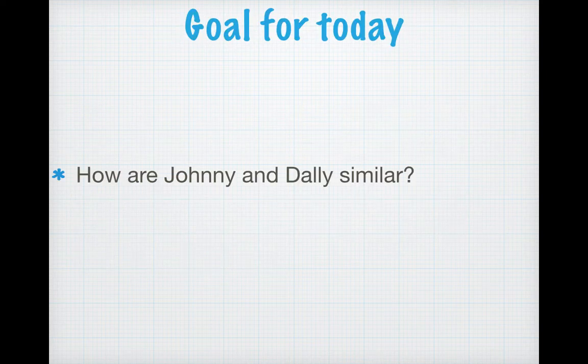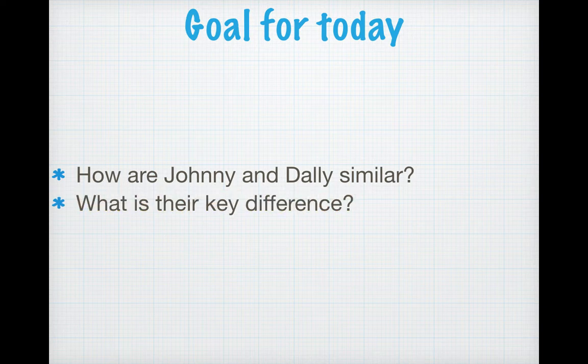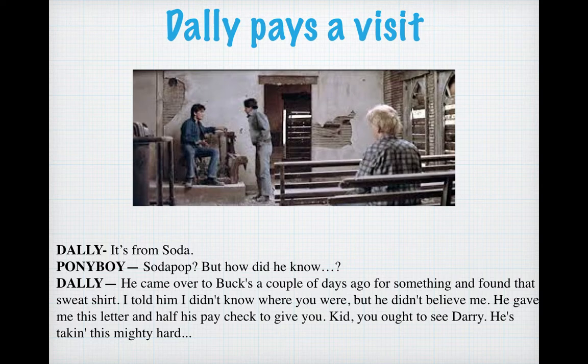So today, this is our goal. How are Johnny and Dally similar? But maybe even more importantly, what's the one big difference between those two that sets them apart? Obviously, they're both greasers. Obviously, they have rough home lives. But what is their big key difference? So that's going to be our goal today. We're going to start today with Dally paying a visit to Ponyboy and Johnny. This is 5 days after the incident in the park.